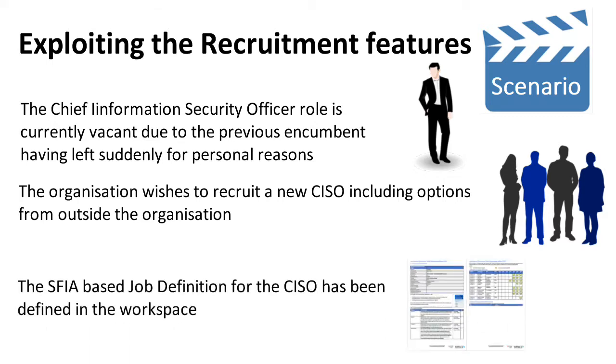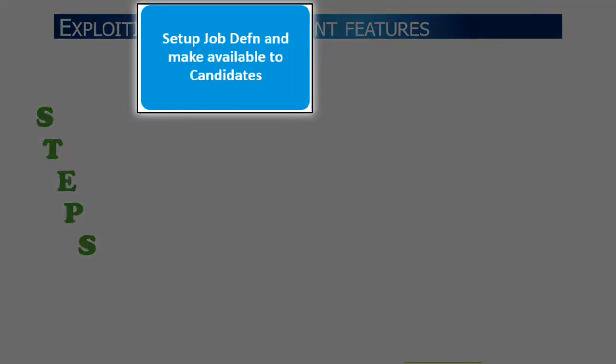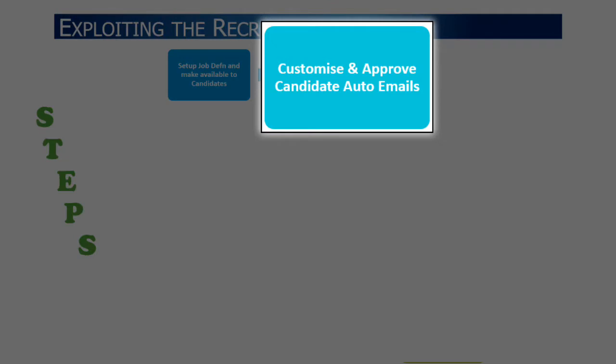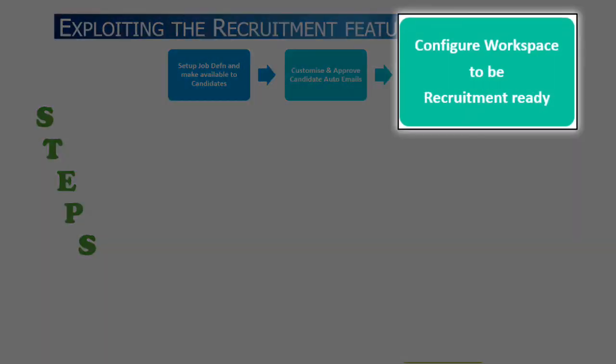The Sophia-based job definition for the CISO has been defined in the Workspace. The first step is to ensure that the job definition has been made available to both employees and candidates. Step 2 is to customize, if required, and approve the candidate auto emails. The third step is to configure the Workspace to make it recruitment ready.